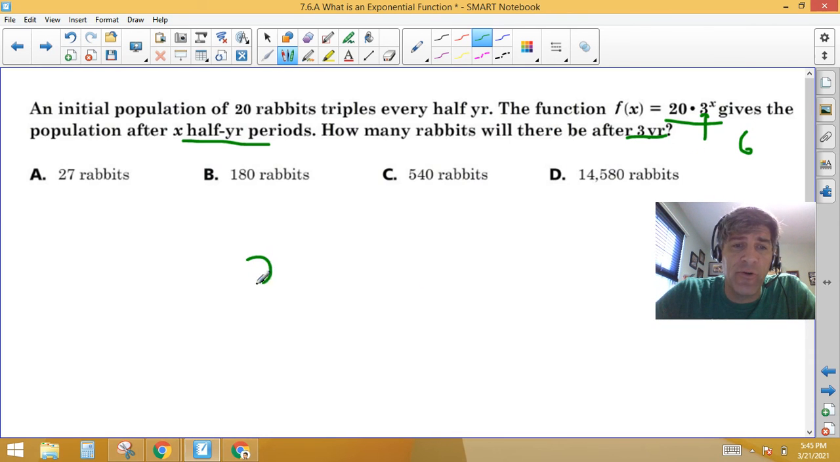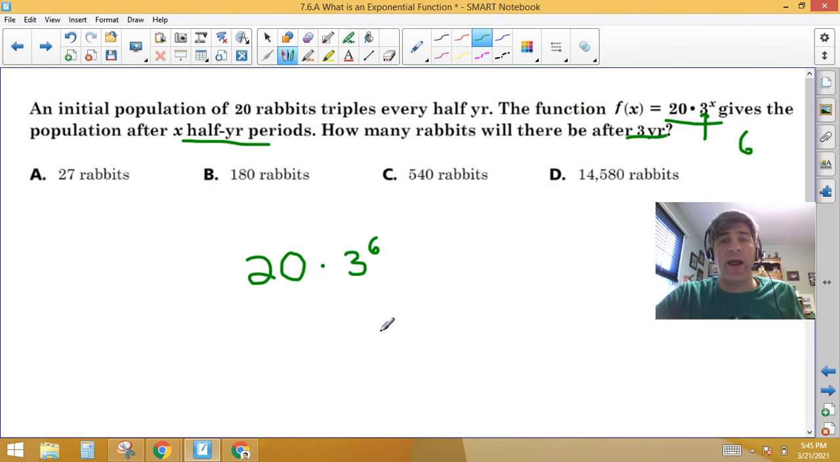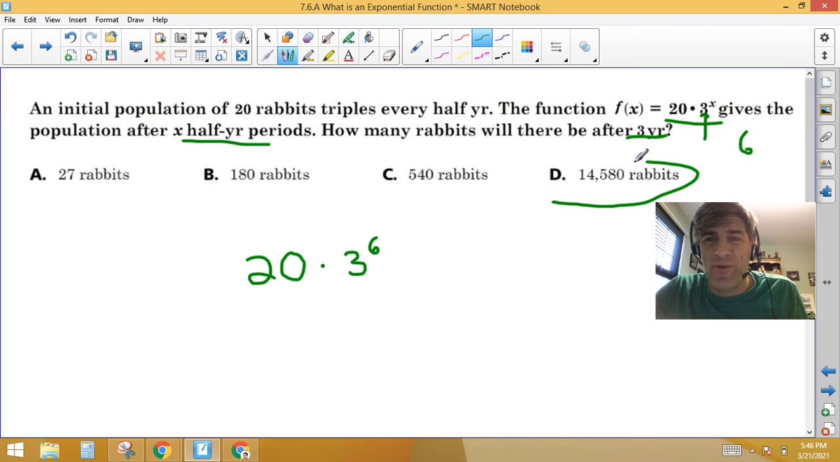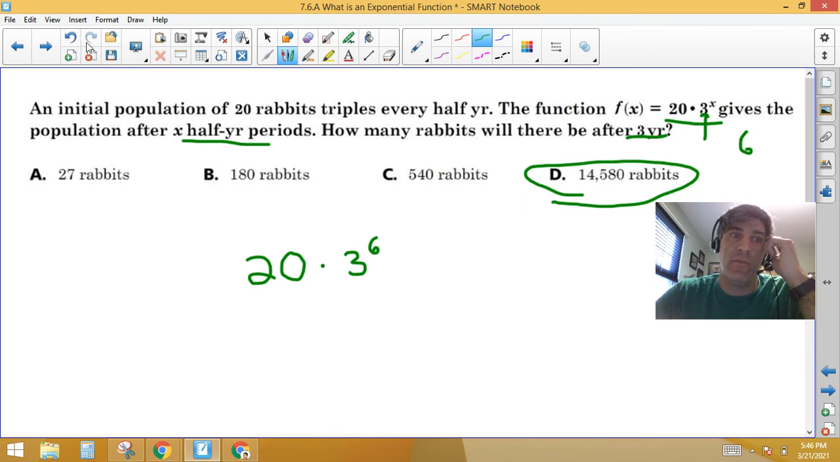So all I'm going to do is enter this in the calculator very carefully. 20 times 3 to the 6th power. And when I do that, you get a lot of bunnies. All right, I'll show you. I'm going to do 20 times 3 to the 6th power, and you get 14,580 rabbits. Oh my gosh, that's a lot of bunnies.